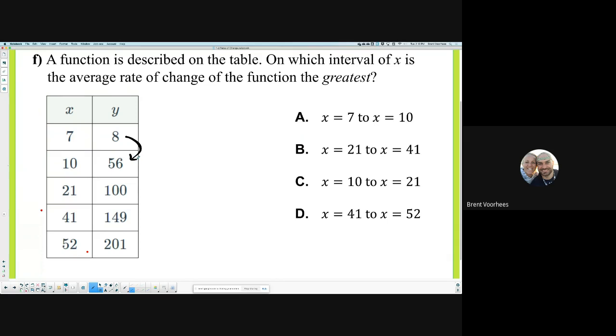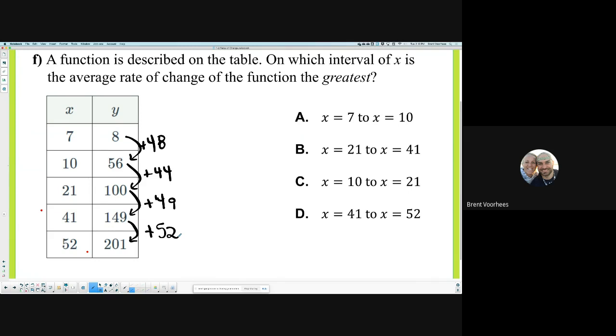What's the change in y's going from 8 to 56? What's 56 minus 8? 48. If you haven't put 48 there, it increases by 48. So I'll do plus 48. What about the change from 56 to 100? Okay, and it increases, so I'll do plus 44. What about the change from 100 to 149? It increases by 49. And from 149 to 201, 52. So the biggest number up there is obviously 52.